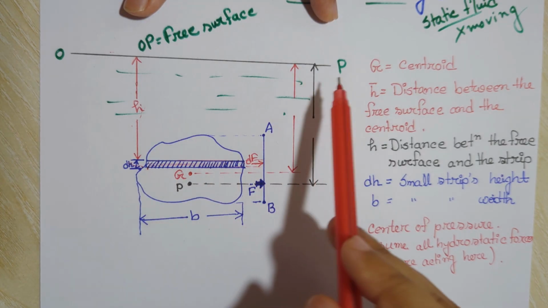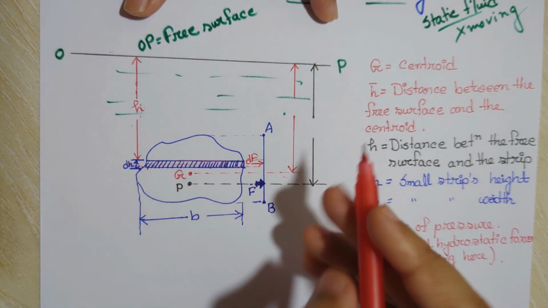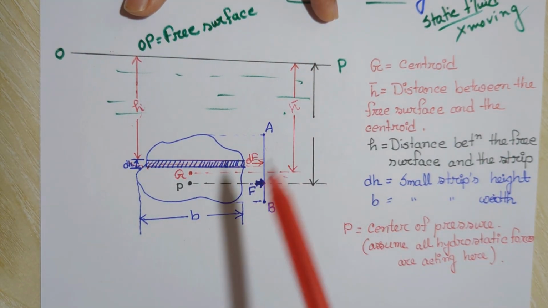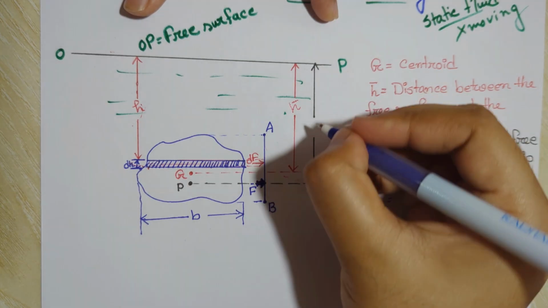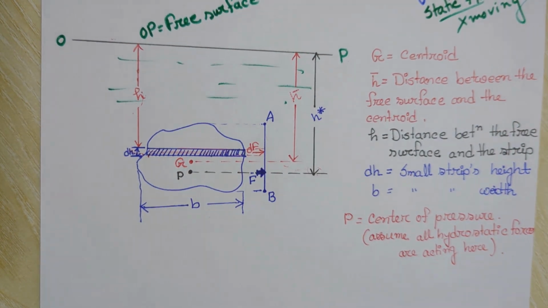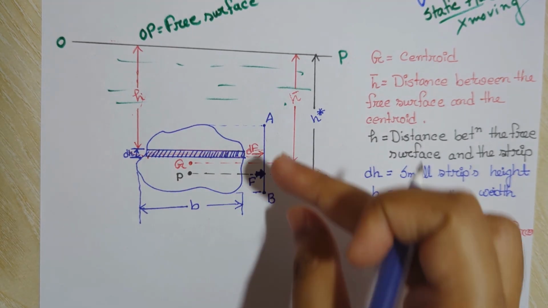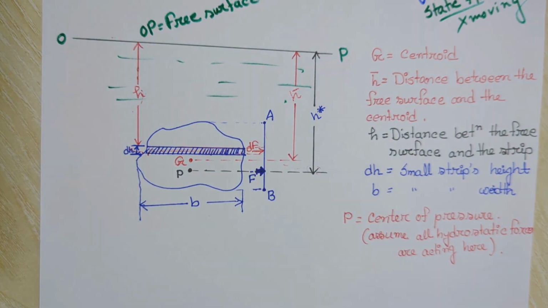The distance between the free surface and our small strip, we denote as H. The distance between the free surface OP and the centroid, we denote as H bar. And the distance between the free surface and the center of pressure, we denote as H star. This is our H star. The width of this object will be B, and the height of this object will be AB, and we take a random plane surface.